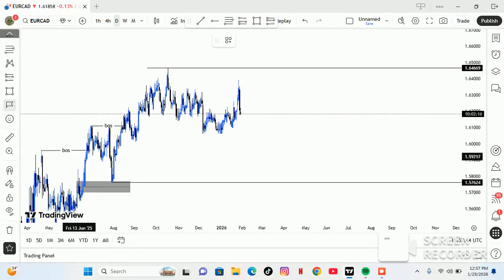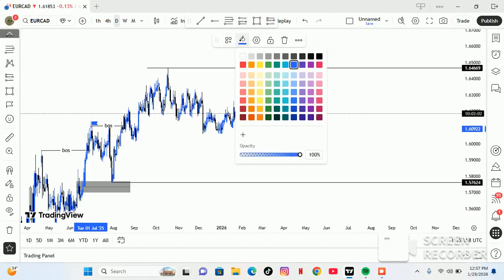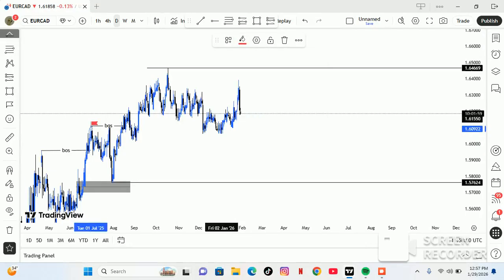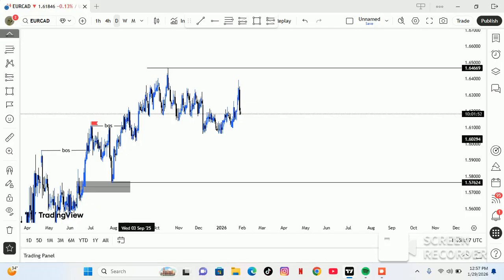Let me use this flag. The market did what? It broke this high. After it broke this high, be looking at the flag. Let me change the color of the flag to red so you guys can see it clearly. So after the market had broken this high, it did what? It retraced. It retraced to this block here.